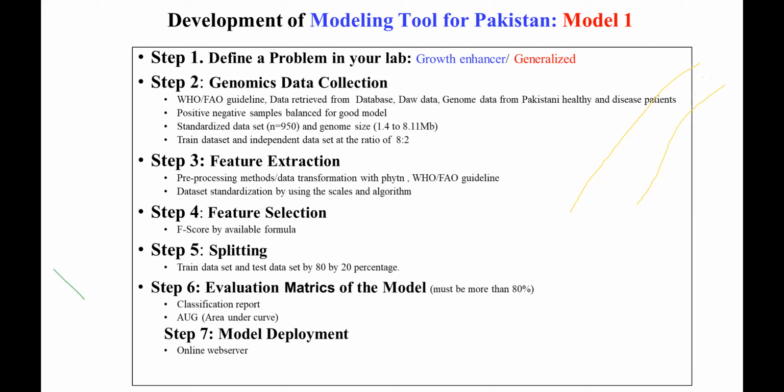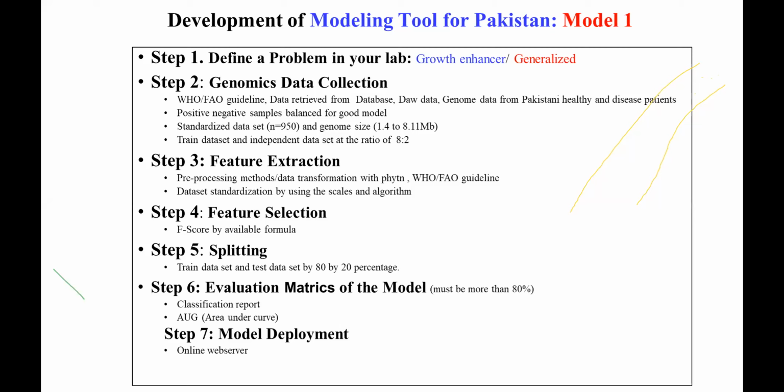And genomic data, if I am working on Pakistani healthy and unhealthy poultry populations, I will collect the data from the Pakistani environment and then put this data in my own library for building a machine learning based tool. But you have to focus on that point.